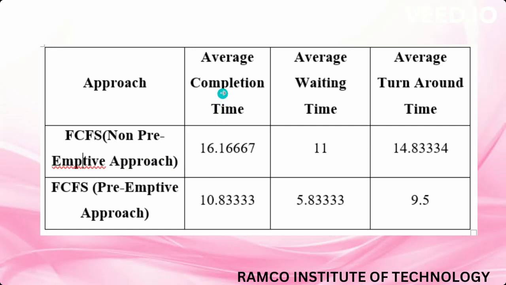So here the first one is average completion time. In average completion time, FCFS preemptive scheduling is 10.833. Then the FCFS non-preemptive scheduling approach is 16.1667. Then average waiting time for the preemptive approach is 5.83. Then average waiting time for the non-preemptive approach is 11. Then average turnaround time for the preemptive approach is 9.5. The non-preemptive approach is 14.8334.